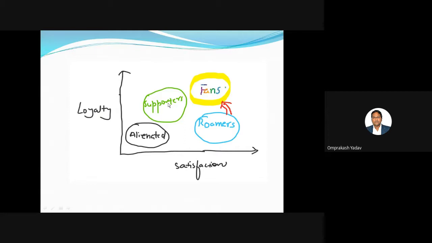So few of the supporters will definitely get converted from the supporters group to the fans group, right? Then we can see the roamers over there, and what we can do with the roamers so that they get converted to the fans. So first of all, one thing is clear, that roamers come to our mall or shop regularly, they like to visit, right? So we can deploy certain strategies which are going to attract them.